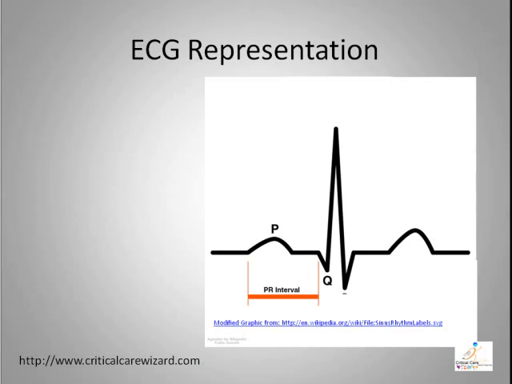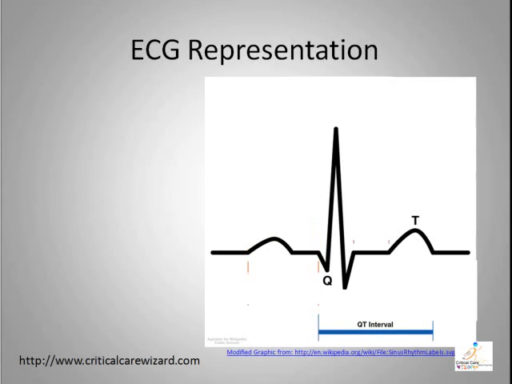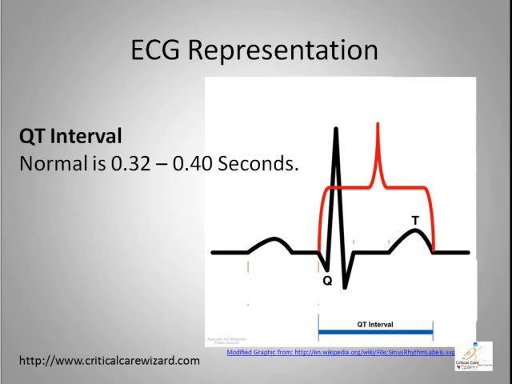PR interval is from the beginning of the P wave to the beginning of the Q wave. This represents the time spent for the electricity to travel from the SA node to the AV node. Normally, the PRI is about 0.12 to 0.20 seconds. QT interval is from the beginning of the Q wave to the end of the T wave. Normal is 0.32 to 0.40 seconds. This represents the time spent for the electricity to depolarize and repolarize the ventricles.